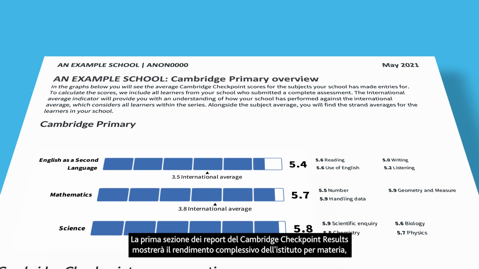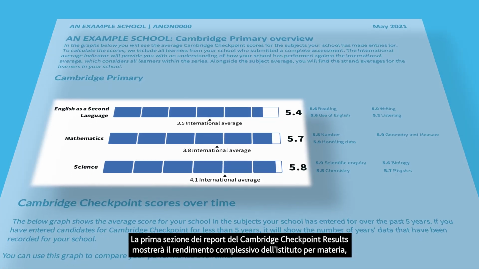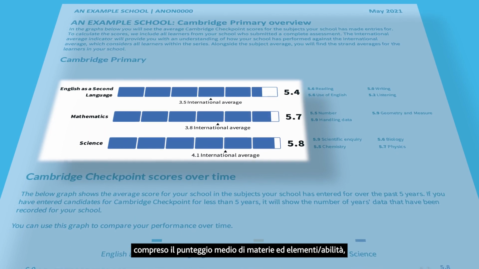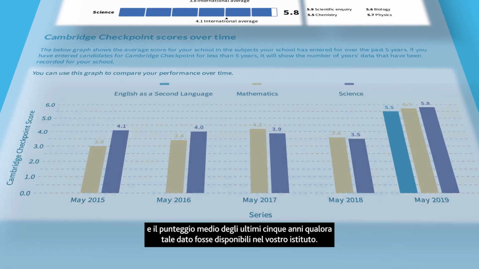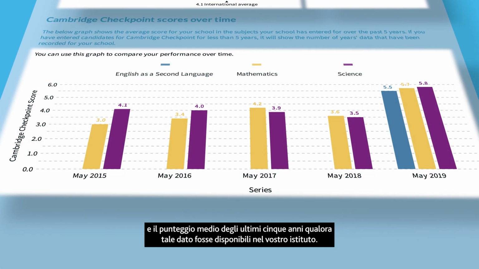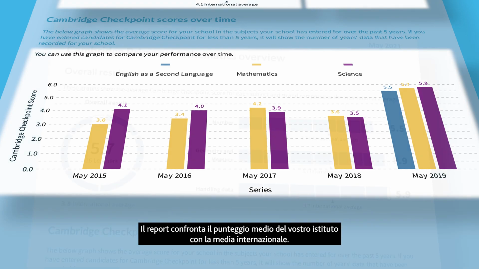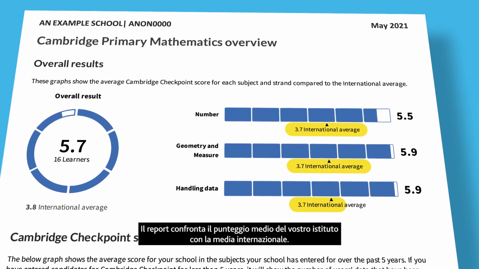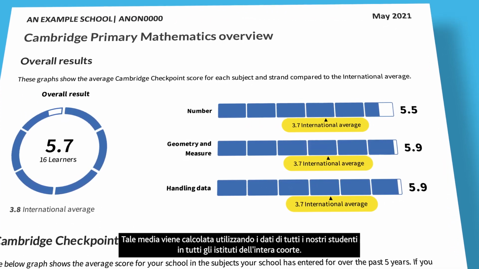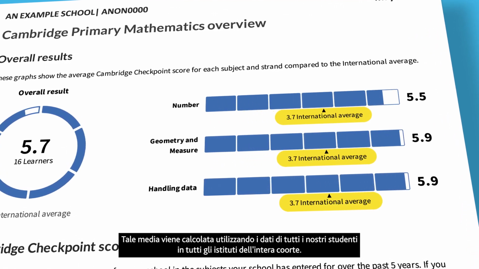The first section of the Cambridge Checkpoint results report shows how your centre has performed for each subject overall, including the average score for each subject, for each strand skill, and the average score achieved in the past 5 years if this data is available for your centre, so you don't need to look back at previous reports and work this out manually. The report compares your centre's average Cambridge Checkpoint score against an international average. We calculate this average using data from all of our learners across all centres in the whole cohort.